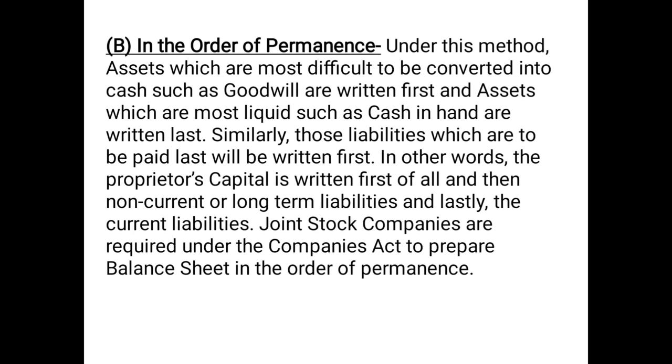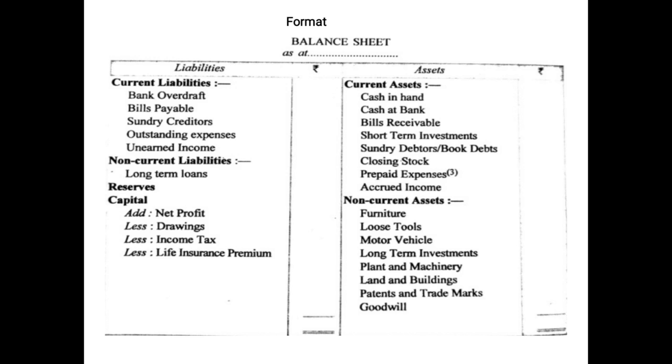current liabilities. Now, joint stock companies, basically the companies, are required under the Companies Act to prepare the balance sheet in the order of permanence. So this is a rule laid down by the Companies Act. It is mandatory for the joint stock company to follow the order of permanence. That means they will be showing the fixed assets and liabilities first, and then the current assets and current liabilities. So let us discuss the format of balance sheet.